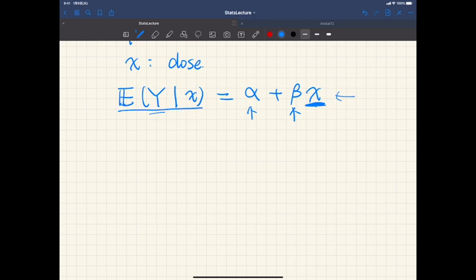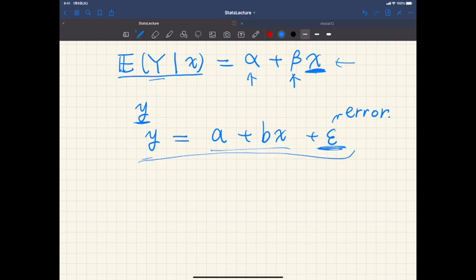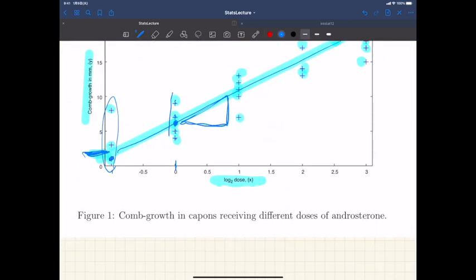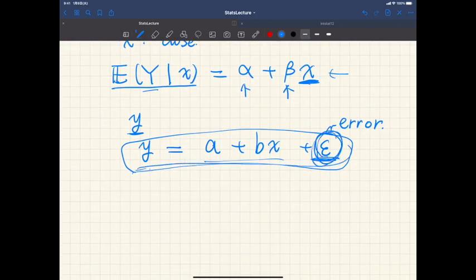Anyway, we don't know this expectation value actually, but we do know some experimental values of y, some observations. Each observation of comb size, we assume is expressed as some linear function of x plus some error. So this is an approximate relationship with some error included. We assume this equation holds for each data point. In the previous graph, each point is represented by an x coordinate and a y coordinate, so for each pair of x and y, we assume this equation holds with some unknown error.